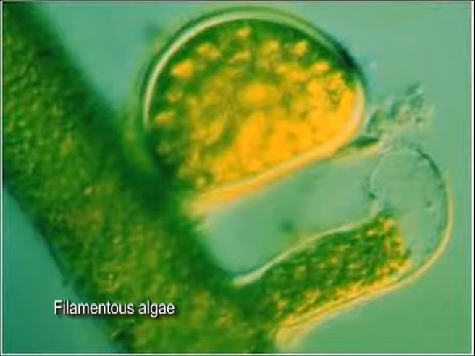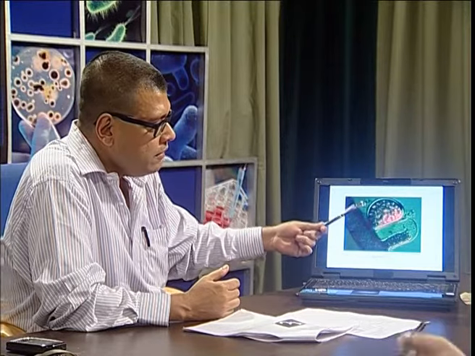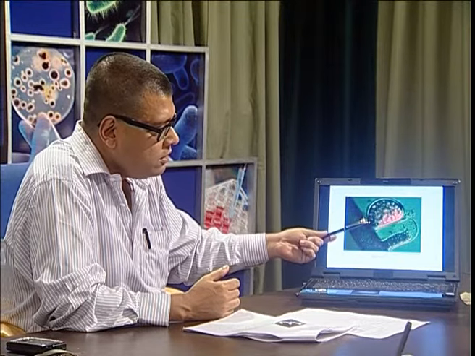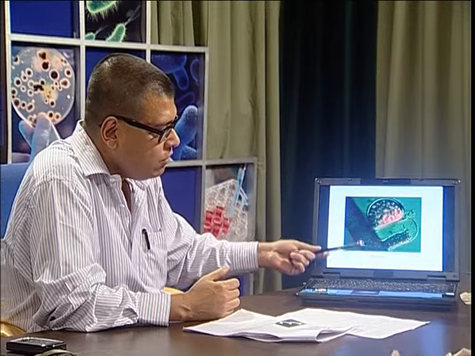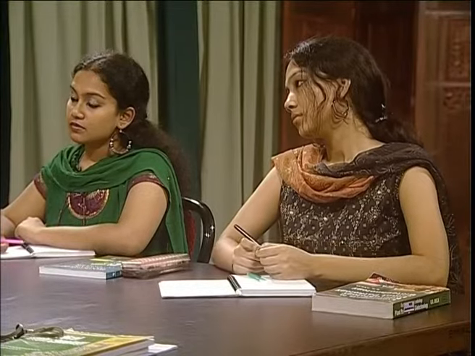Coming to the next one, this is a filamentous algae, commonly represented by the yellow-green algae, because they have chlorophyll, at the same time they have carotenoid. You can see that there are two reproductive structures here of that particular algae called Vaucheria. There will be the oogonium and there will be the antheridium. And this slide actually depicts their sexual reproduction.